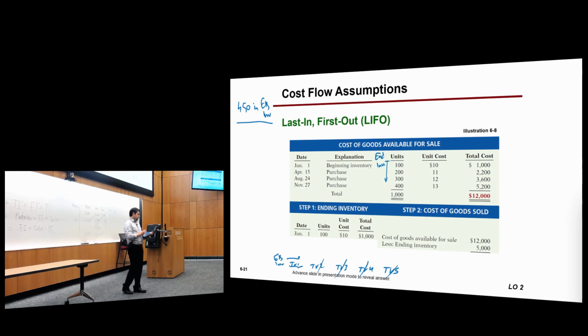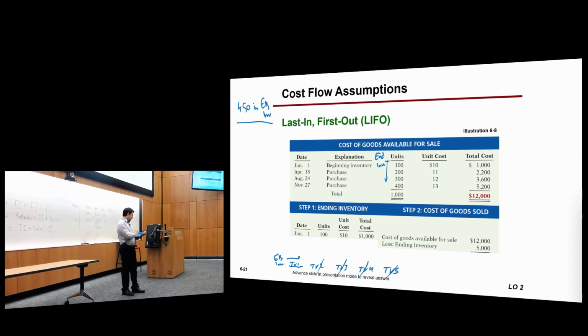Ending inventory. You start by having how many? Come on. Sorry? We have 450, right? So which one do you start with? You said 1,000, right? $1,000. That's correct.